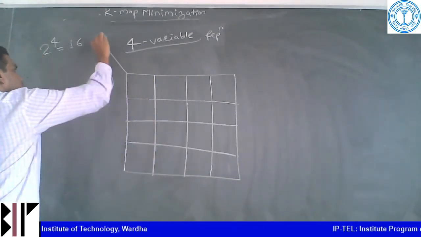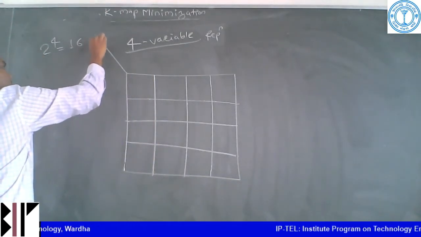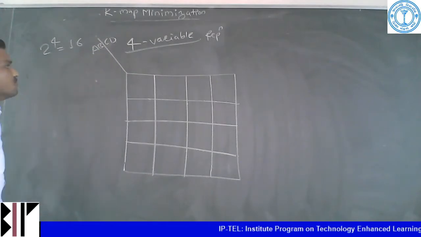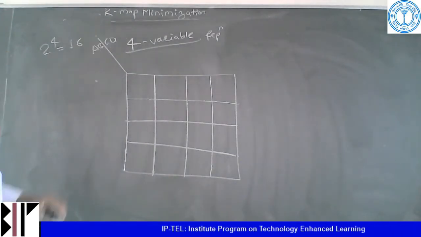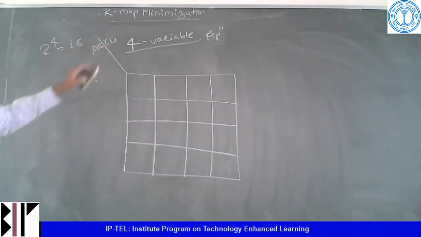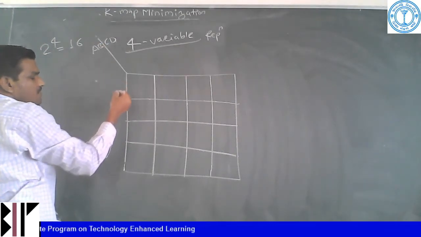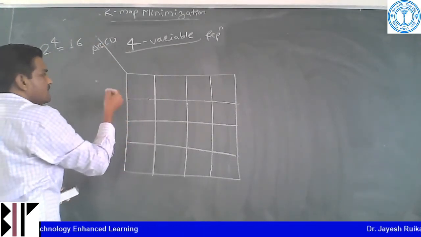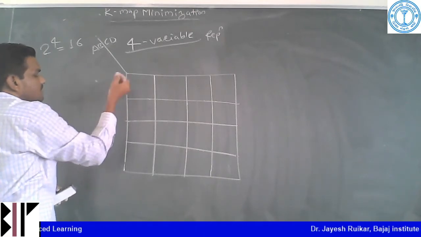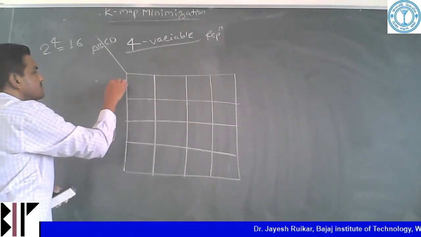So here, this is my A, B, C, D. The 4 variables are A, B, C, D. For A, B, you can either write in number form or in terms of variables. I will write it in terms of numbers as well as variables.